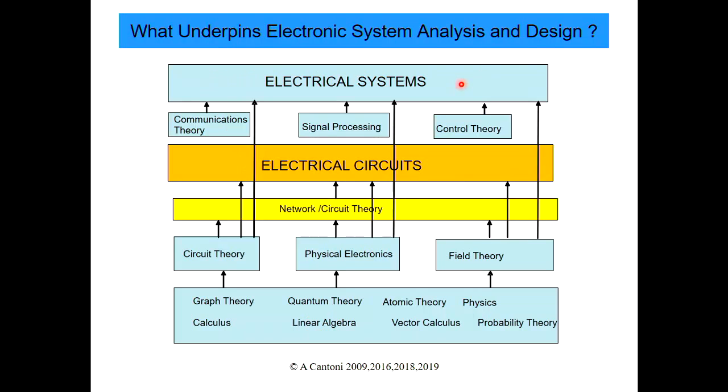What are the things that underpin system analysis and electronic system analysis and design? Well, I suppose we start off with circuit theory. It's based on graph theory and calculus and some other maths. Then we also have physical electronics, which is based on physics, solid state physics and quantum theory. You would have done some of that in 3014. And then we also have field theory, which we're going to look at in the second half, which is electromagnetic theory. It's based on physics and also vector calculus. Then we use all those in network or circuit theory to make electrical circuits. Above that we may also have other sorts of theories, to do with higher level abstractions like communications theory, signal processing and control theory, and all those things go together to make electrical systems that we design to solve problems, hopefully.